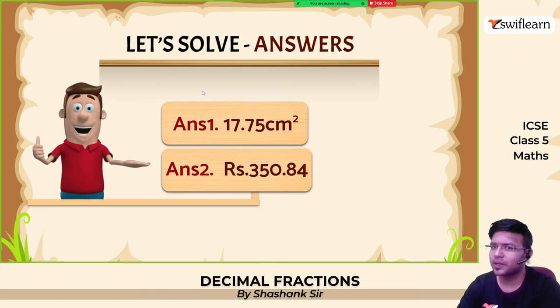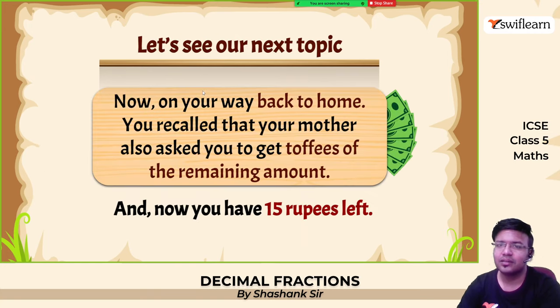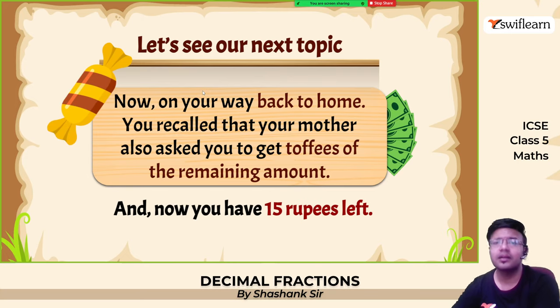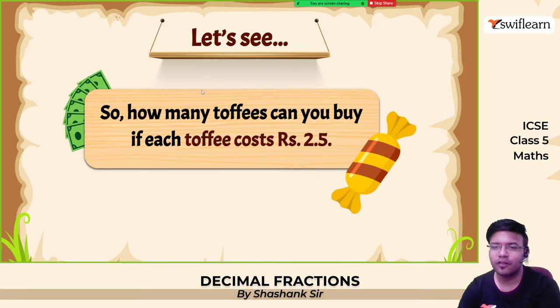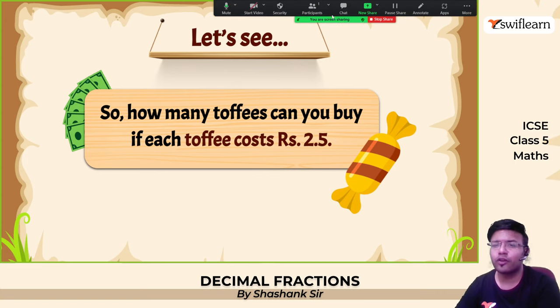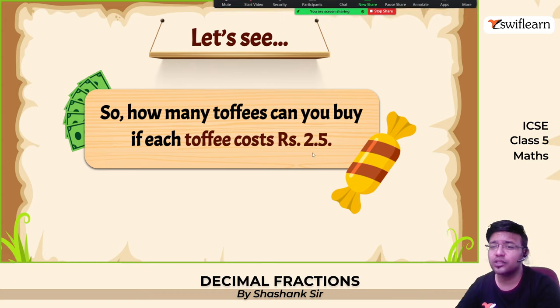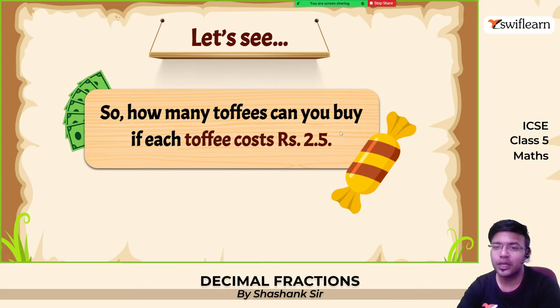So we have got the right answers, guys. Now let's move on to the topic. So now you come back to your home. You have recalled that mother also asked to get toffees with the remaining amount. Yes, toffees. You became very happy. And now we have 15 rupees left. Wow, with 15 rupees we can buy a lot of candies. So how many toffees can you buy if each toffee costs 2.5 rupees?